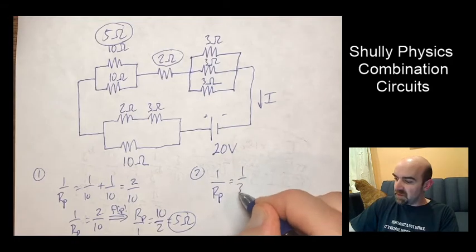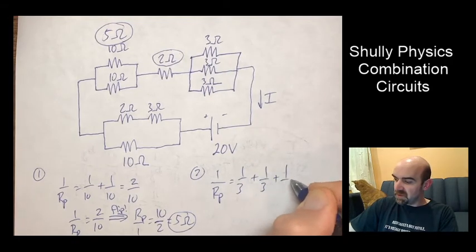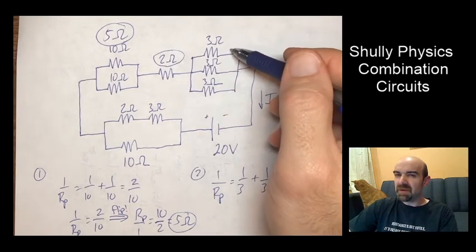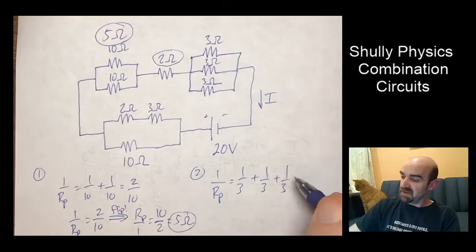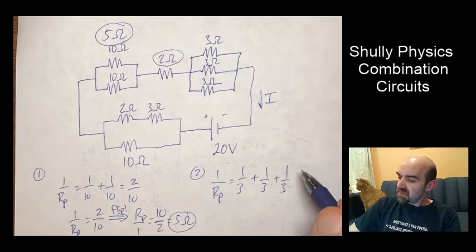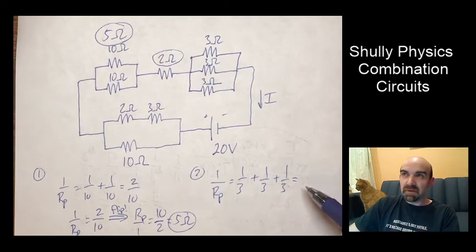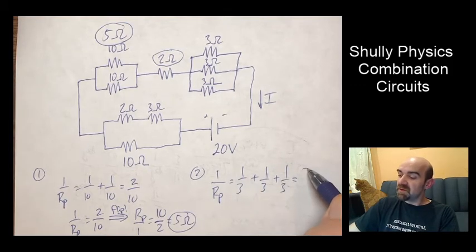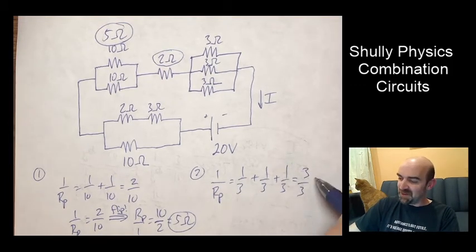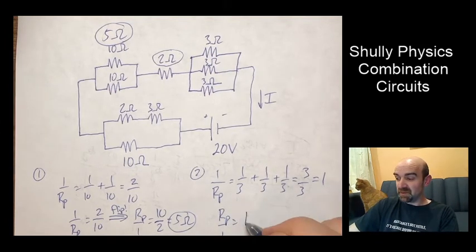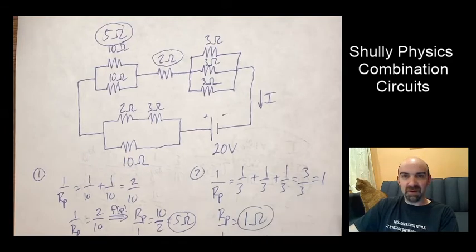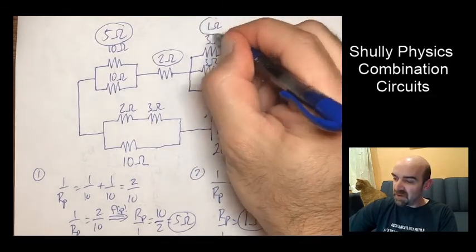We have 1/3 plus 1/3 plus 1/3. Now, can you guess what this is going to be? Is it going to be half of 3? Is it going to be 1/3? We'll see. So 1/3 plus 1/3 plus 1/3 is 3/3. It's actually 1. Okay, so Rp over 1 is still equal to 1 ohm. All right, all those together are 1 ohm.